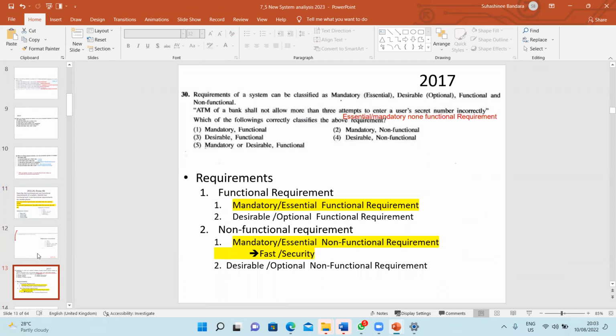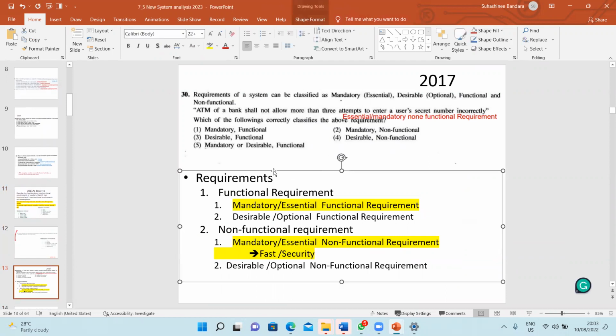Then, did I discuss this one? No. So first you better, I'll hide this one. Okay, doesn't matter. Just look at this one. Requirement of a system can be classified as mandatory, new word coming, within bracket essentials, comma, desirable, optional, functional and non-functional requirement.